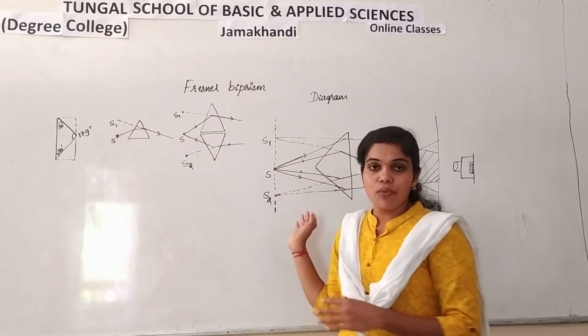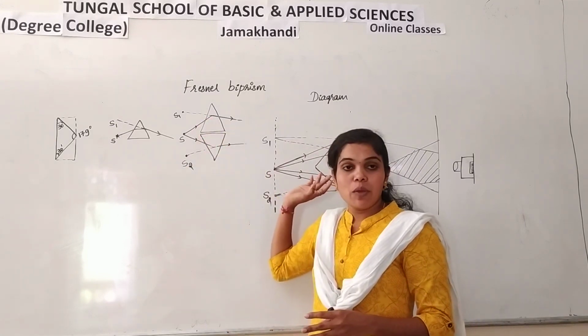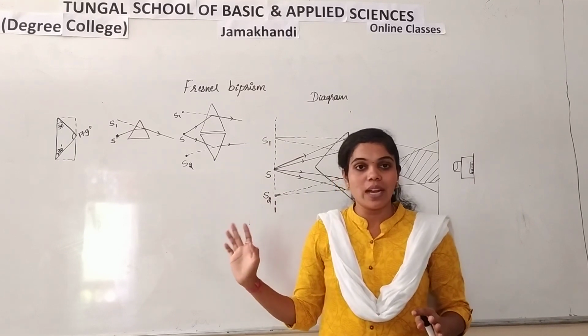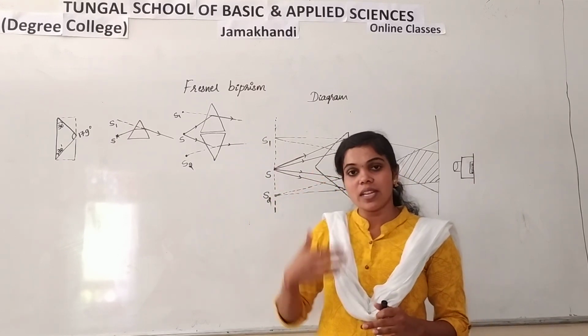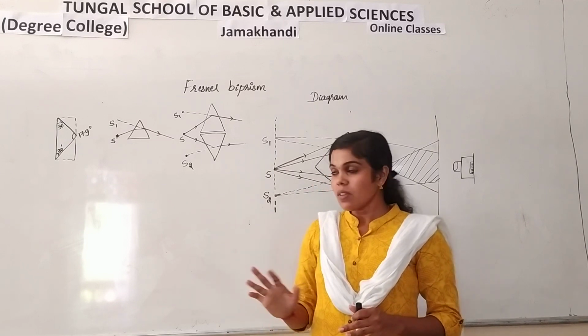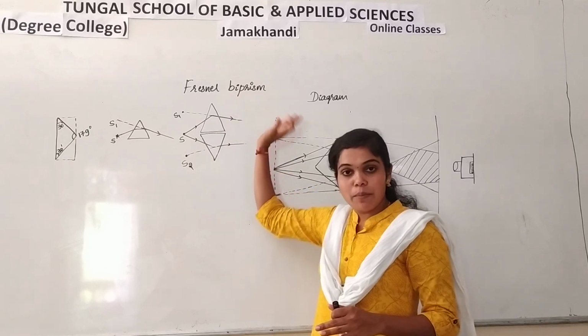And next, what phenomenon is going to happen after this setup? Interference we are going to get. That is interference, alternate bright and dark fringes on the screen we are going to get. This is the basics regarding Fresnel's biprism.